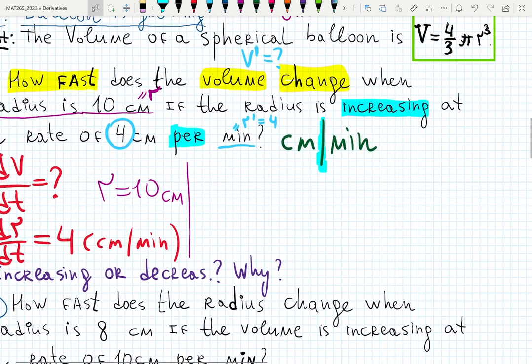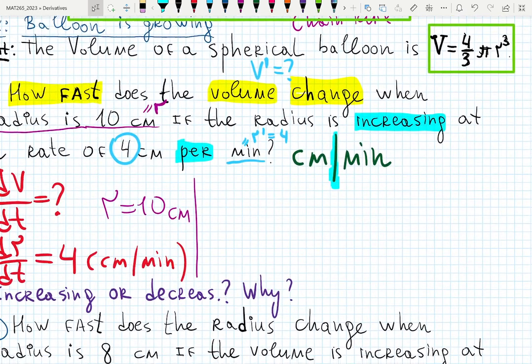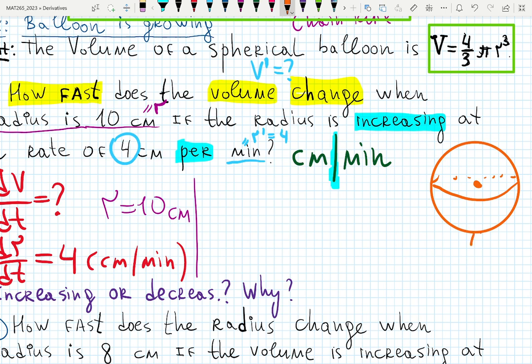Well, the formula that connects them is either given or you have to figure it out. If it's not given, then they say, oh, it's spherical. Since it's spherical, I can actually sketch the picture. Here it is. It's a sphere. That's not a sphere. That's a circle. But you can add dimension to it and it becomes a sphere. Here it is. A spherical balloon is changing. And in this case, it's increasing. The radius is increasing. So here's my radius. So the volume is increasing.